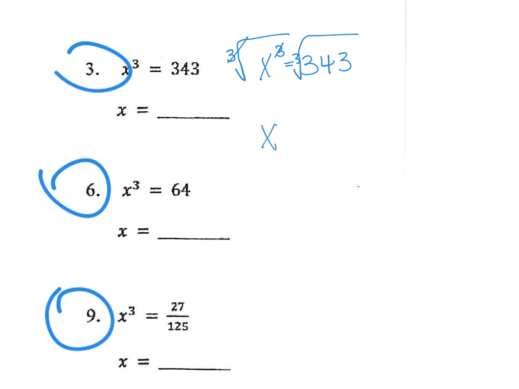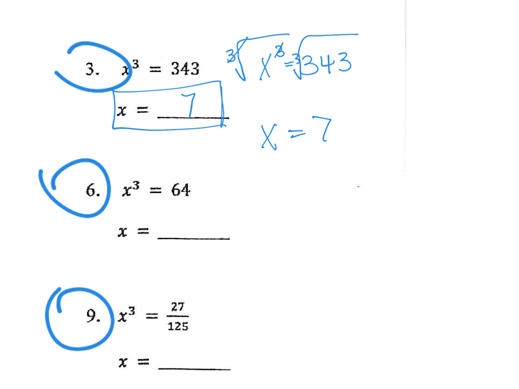And now we're left with x, and the cube root of 343 is 7. So our answer is x equals 7. And again, you can check that by plugging it back into the original equation. 7 to the third power, if you put it into your calculator, 7, that little caret, then hit a 3, and you have 343. So we know we got the right answer.